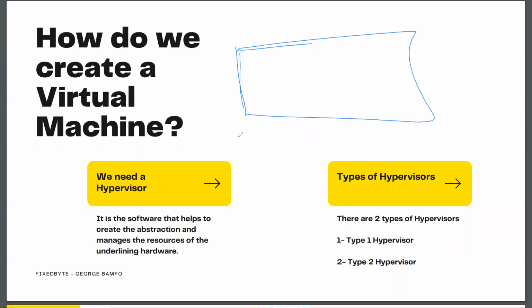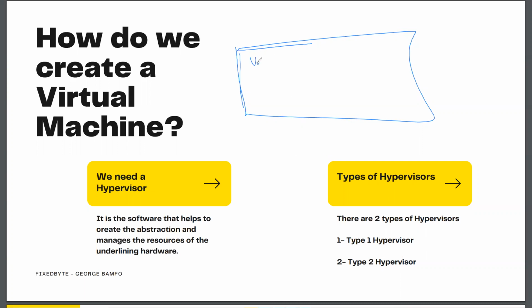So the idea is to use a hypervisor. We have two types of hypervisors. We have type 1 hypervisor and then type 2 hypervisor. Now, we would see what they are very soon, but there are various vendors that create the hypervisor software.